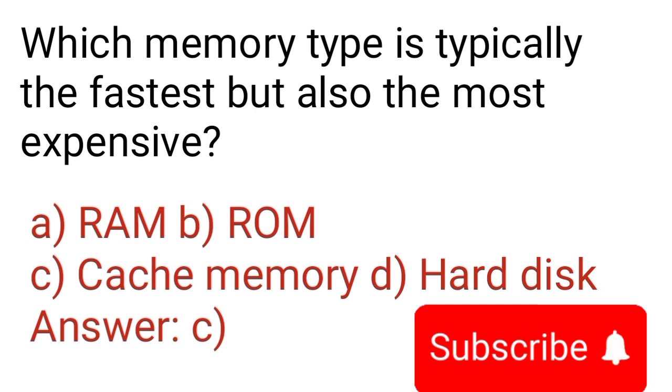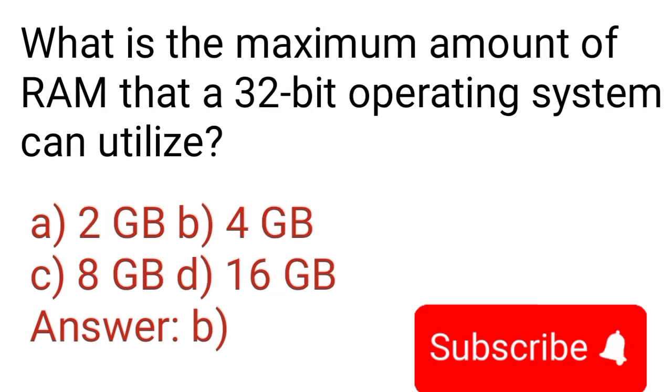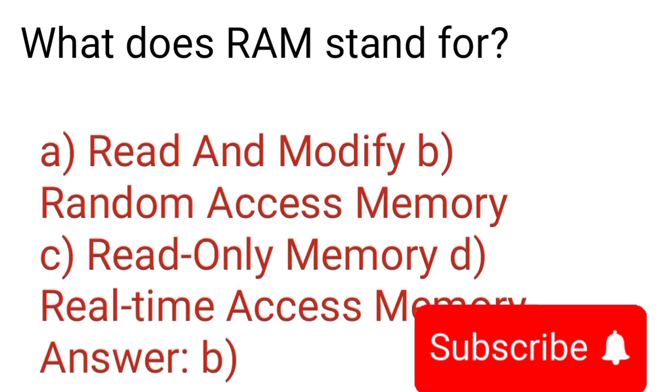Which memory type is typically the fastest but also the most expensive? Cache memory is the fastest and expensive. What is the maximum amount of RAM that a 32-bit operating system can utilize? 4 GB. Option B is correct.